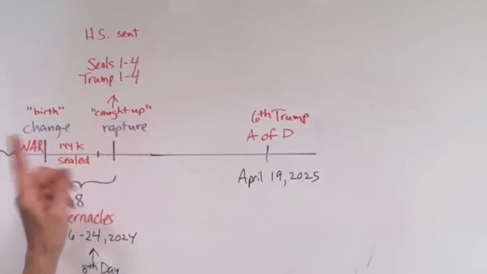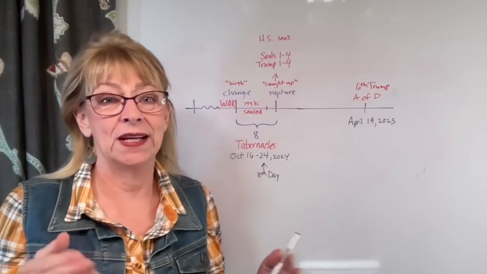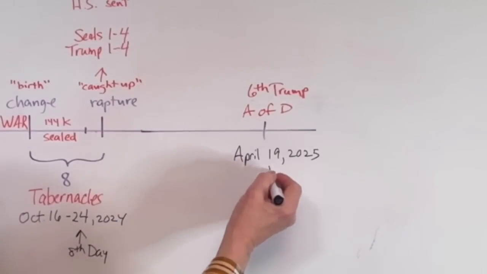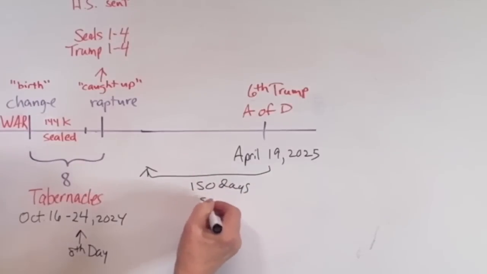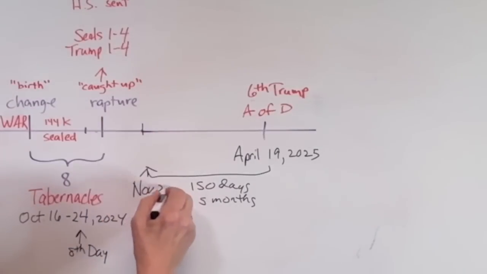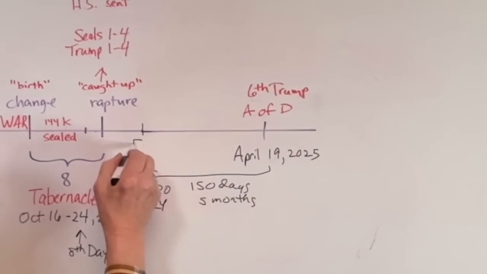So this is the second woe. And the first woe, which is the 5th trumpet, I know this is all kind of confusing, but the 5th trumpet has to be over before the 6th trumpet can start. So the first woe has to be over before the second woe can begin. And then the second woe is over on the same day that it starts, because it's only an hour on a single day. So if we subtract 150 days or 5 months, we end up on November 20th of 2024. Okay, this is the fifth trumpet.